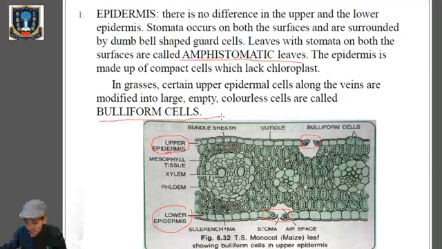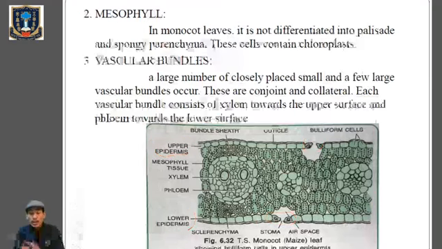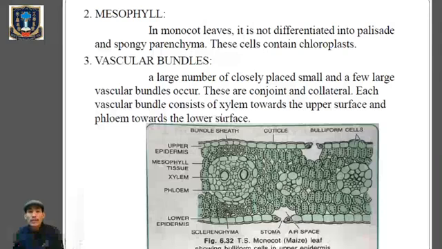Next one is the mesophyll cells. In monocot leaves, the mesophyll tissue is not differentiated into spongy and palisade parenchyma cells. Clear? Like in dicots, the mesophyll cells were divided into palisade and spongy parenchyma cells. But here in the monocot leaf, or the isobilateral leaf, the mesophyll tissue is not differentiated into spongy and palisade parenchyma cells. These cells usually contain chloroplast that will help in photosynthesis. So we don't see the differentiation of mesophyll tissue in the monocot leaf.